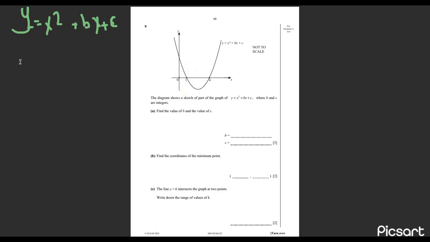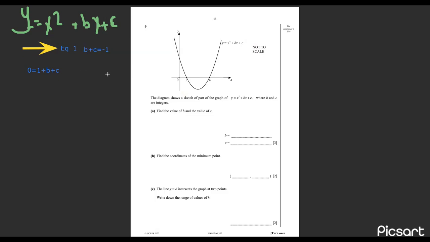So now we're going to write equation number 1. Here we have equation 1. We're going to put 1 instead of x, and the y here will be equal to 0. So 0 will be equal to 1 plus b plus c. And now we're going to take this 1 and move it over with -1. So equation number 1 will be b plus c equals -1. And this we're going to solve simultaneously.